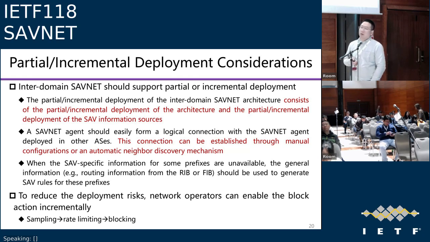Again, when the subspecific information for some prefix is not available, the general information can be used to generate sub rules for this prefix. To reduce the deployment risks, network operators can enable the block actions incrementally, such as first sampling, then rate limiting, and finally adopting the blocking actions in the data plane.